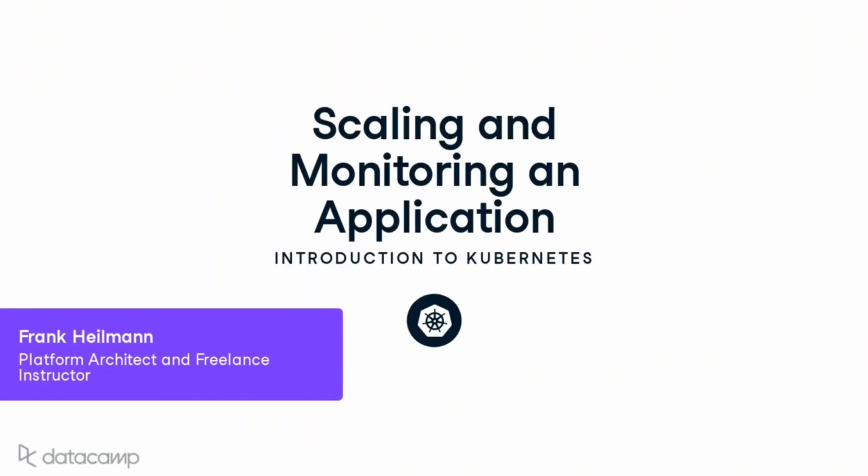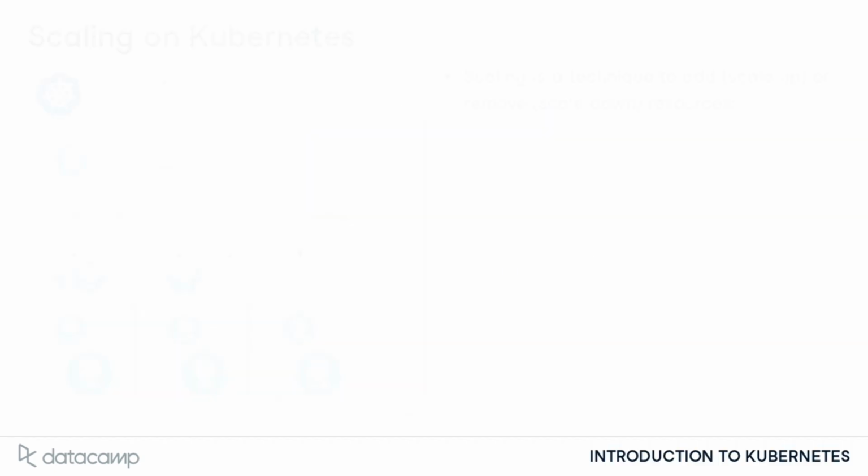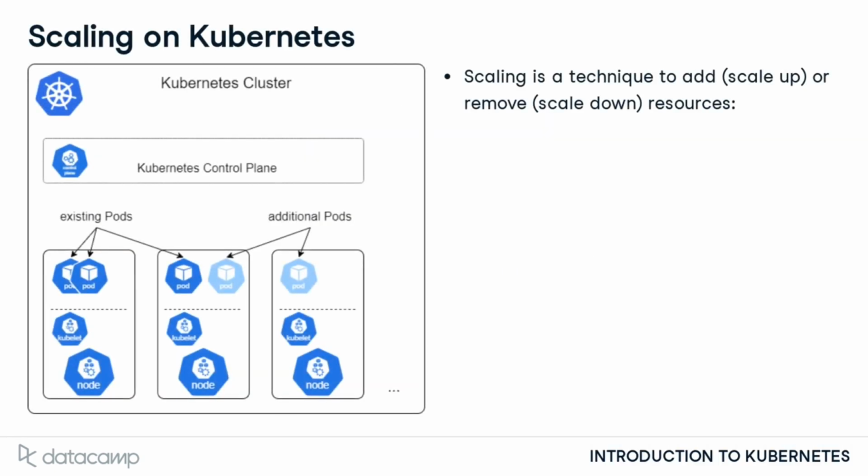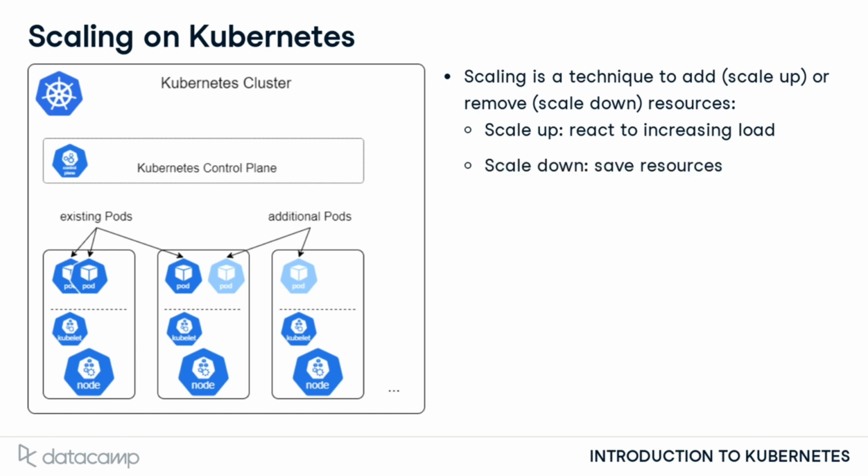In this video, we will learn how to scale and monitor stateless applications using Kubernetes. Let's dive in. Scaling means to add or remove resources. Adding resources is called scaling up, and removing them is called scaling down. We scale up to react to more demand, for example, due to increasing load on our application or because more storage is needed. We scale down to save on resources, for example, when load on our application goes back to normal.